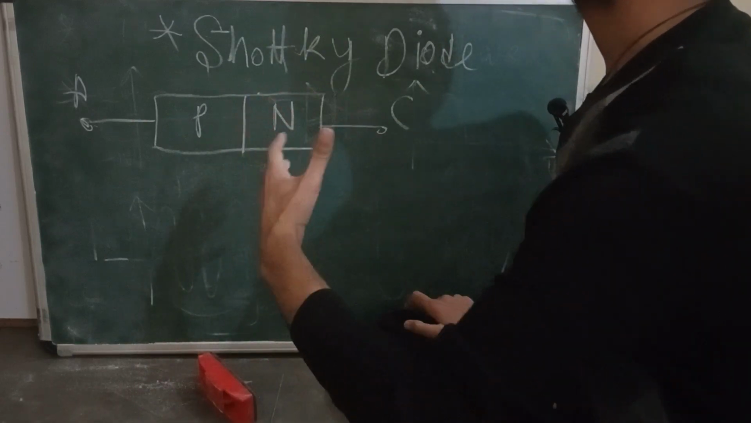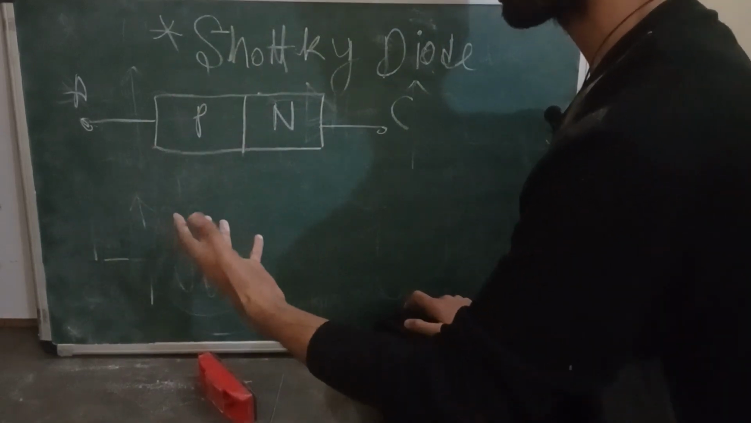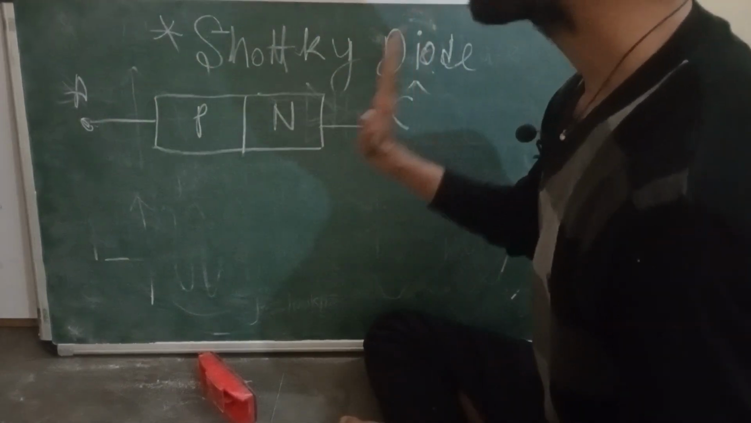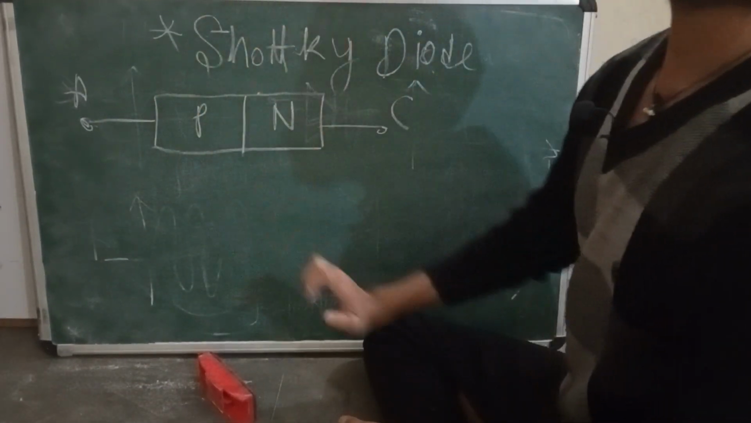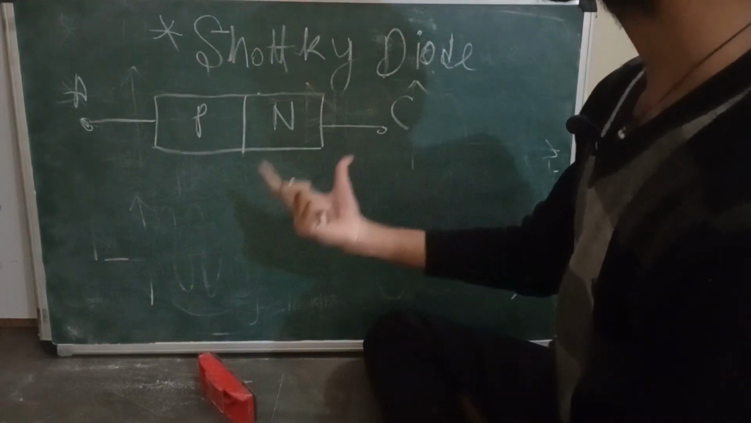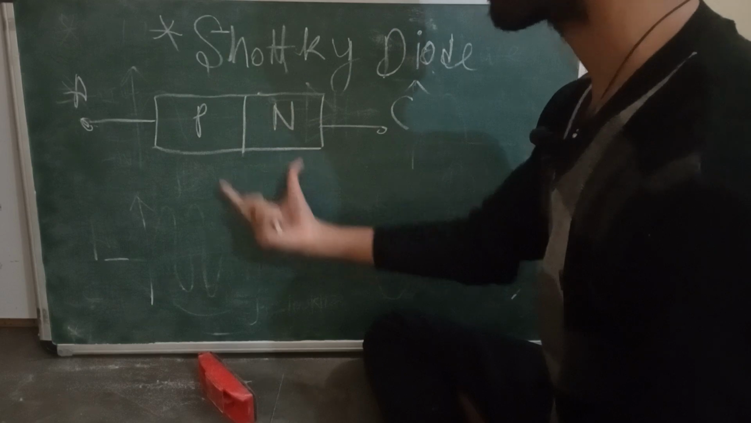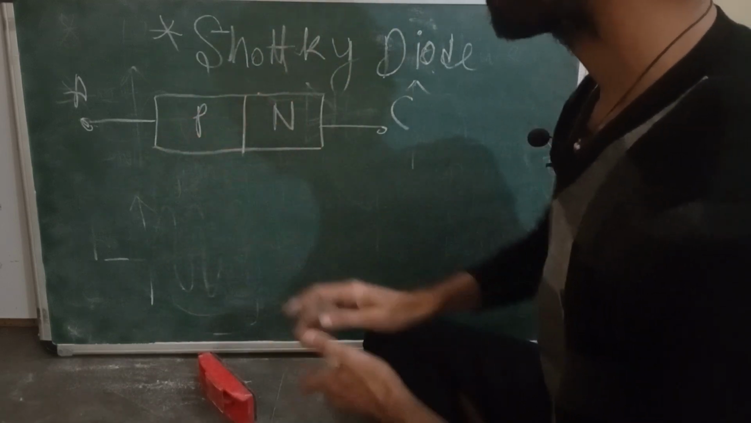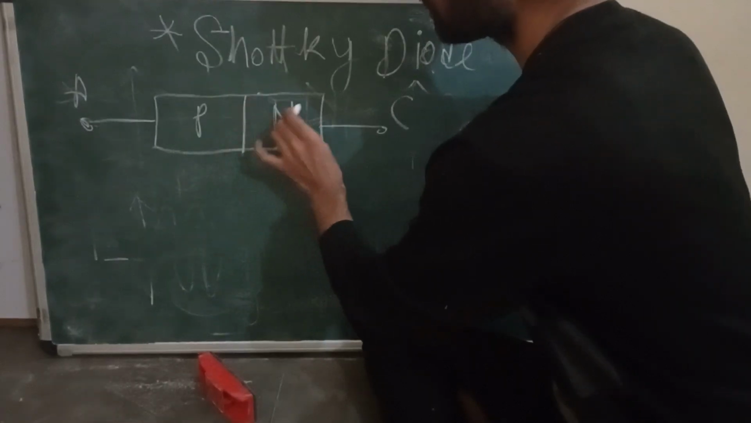That is diffusion. In the diffusion process, the majority charge carriers migrate from higher concentration to lower concentration. Everything is happening under the unbiased condition. We are not biasing this device. So due to which, what happens?